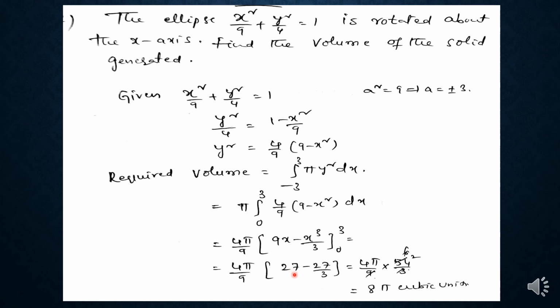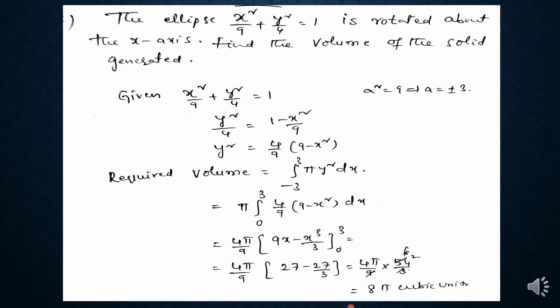9 into 3 is 27, minus, by substituting x equal to 3 here, this becomes 27 by 3, that is 9. So 27 minus 27 by 3, that is 9. 27 minus 9 is 18.